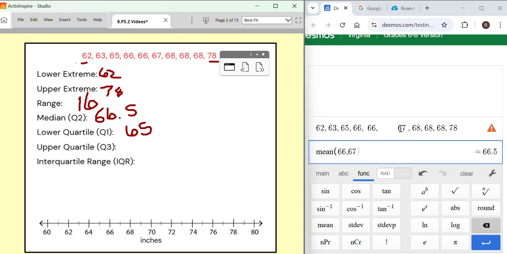Now let's look up here at the top. We have a 67, a 78, and then a 68 right in the middle. So that's your upper quartile. And to find your IQR, your interquartile range, you have to take 68 minus 65, and that gives you 3.